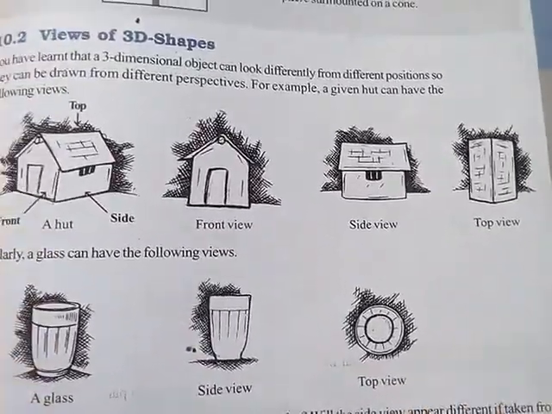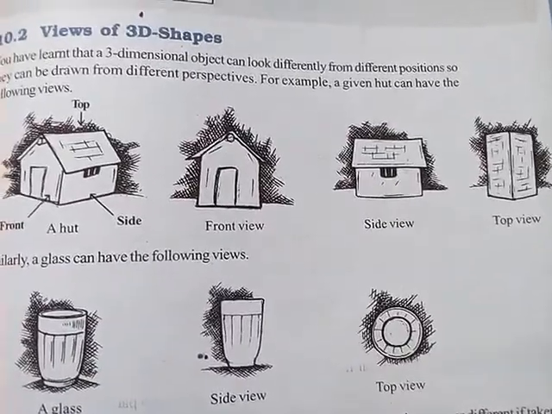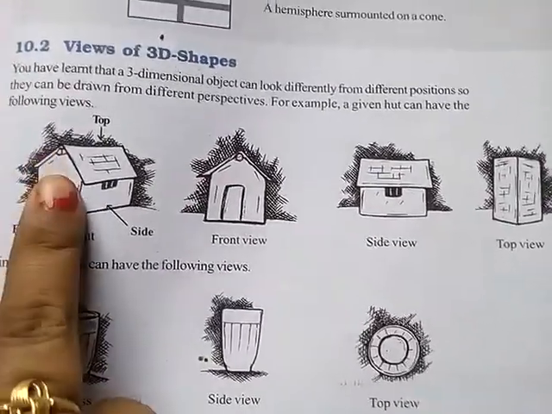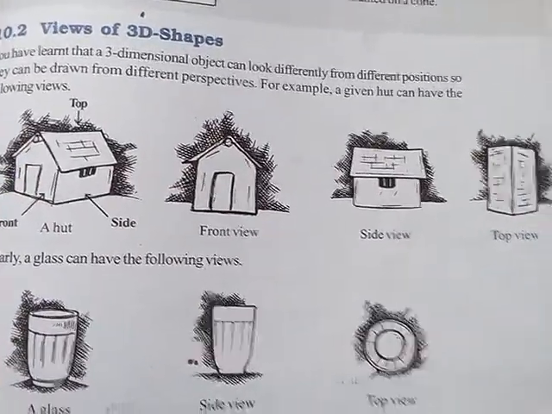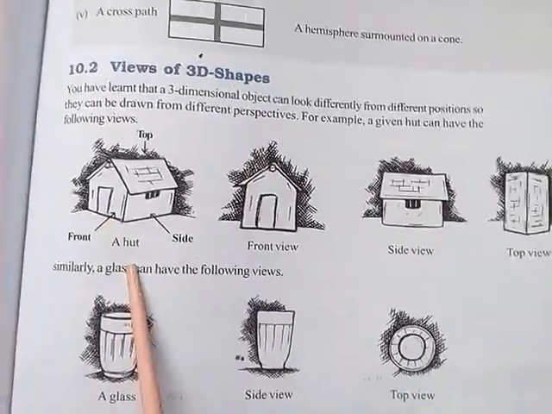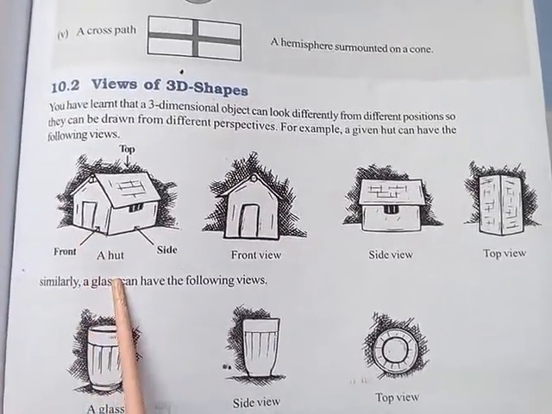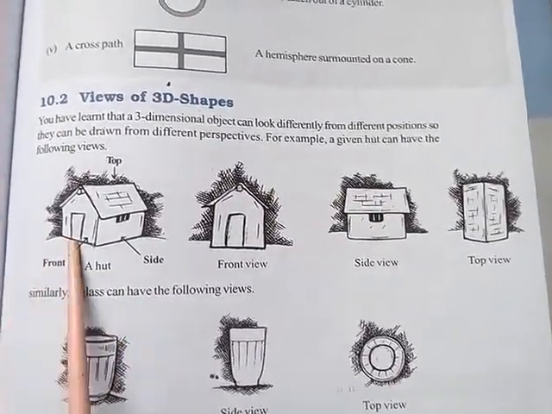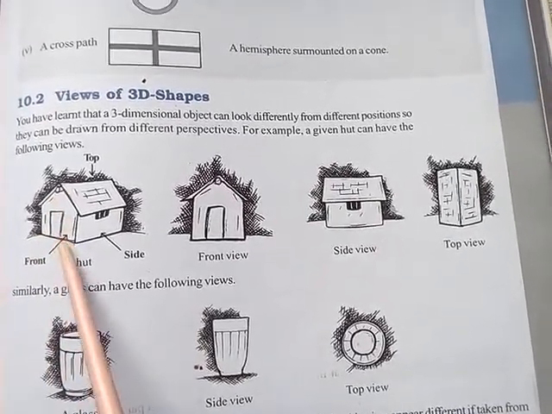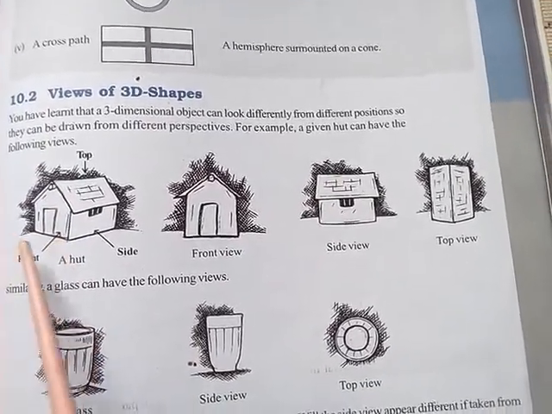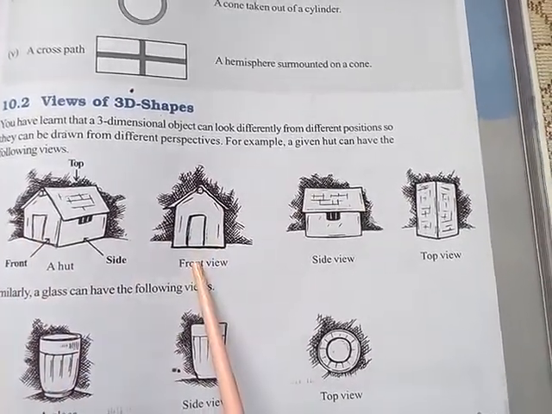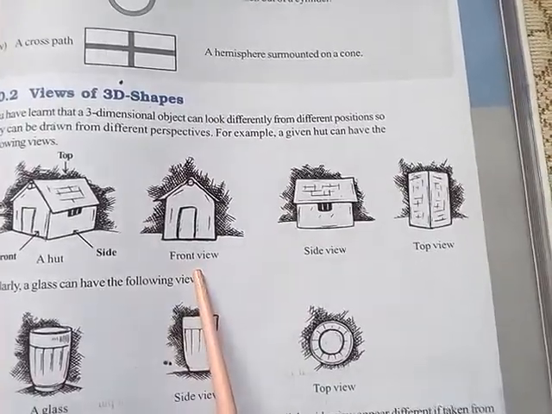Let's start. Different pictures have different front views, side views, and top views. First of all, we have a house. This is a hut, and a hut has a front side. If we enter the house, the door side is the front side, right? So our front view is that side where the door is. So this is the front view.